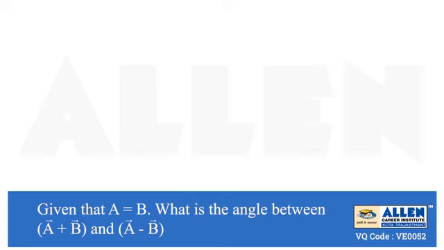Given that |A| equal to |B|, what is the angle between A vector plus B vector and A vector minus B vector? So in this question we have to find the angle between two vectors.